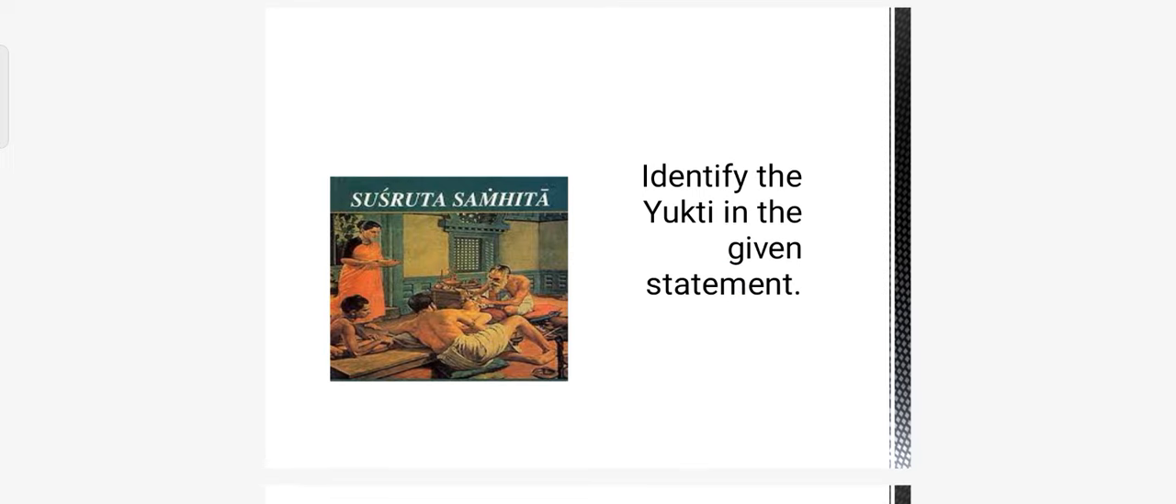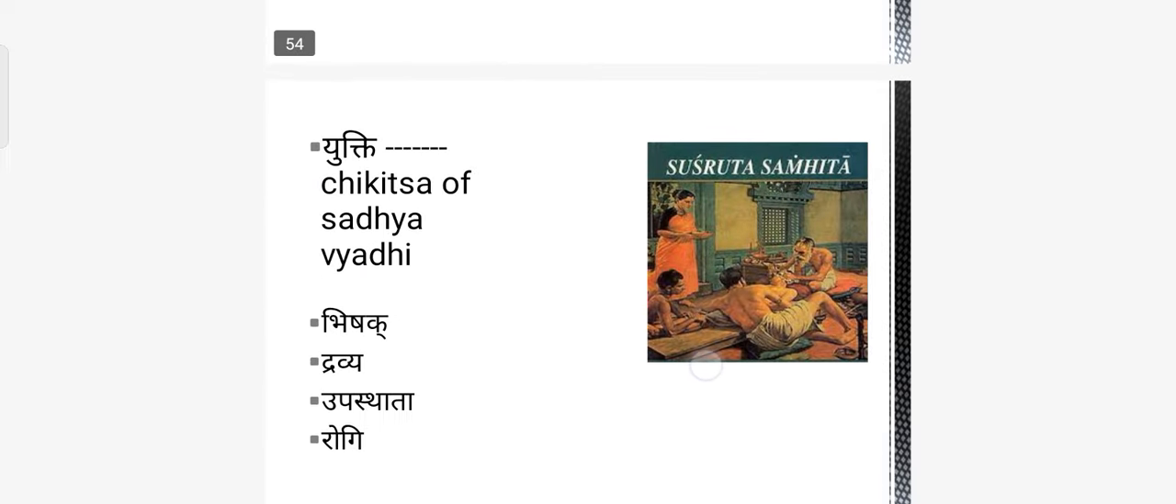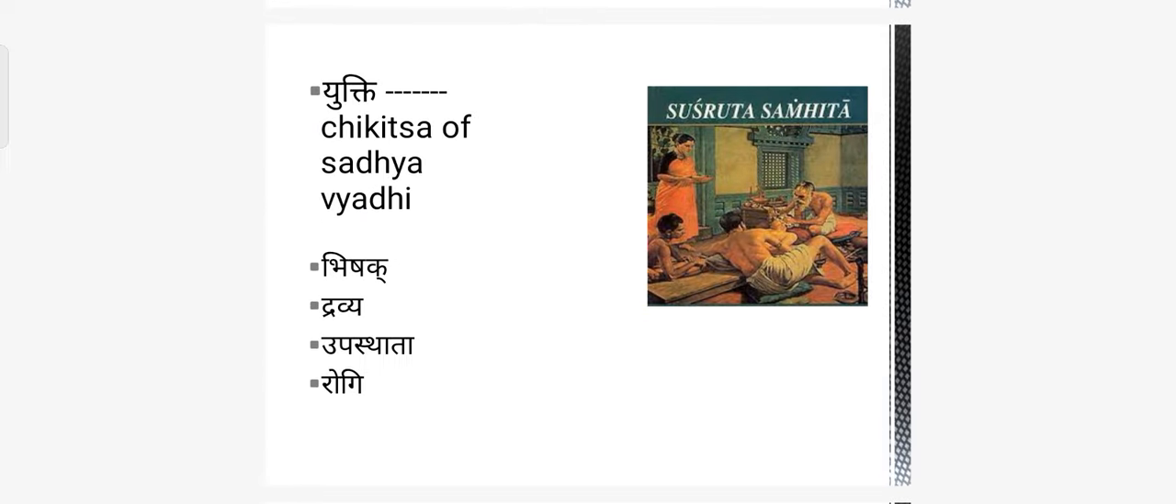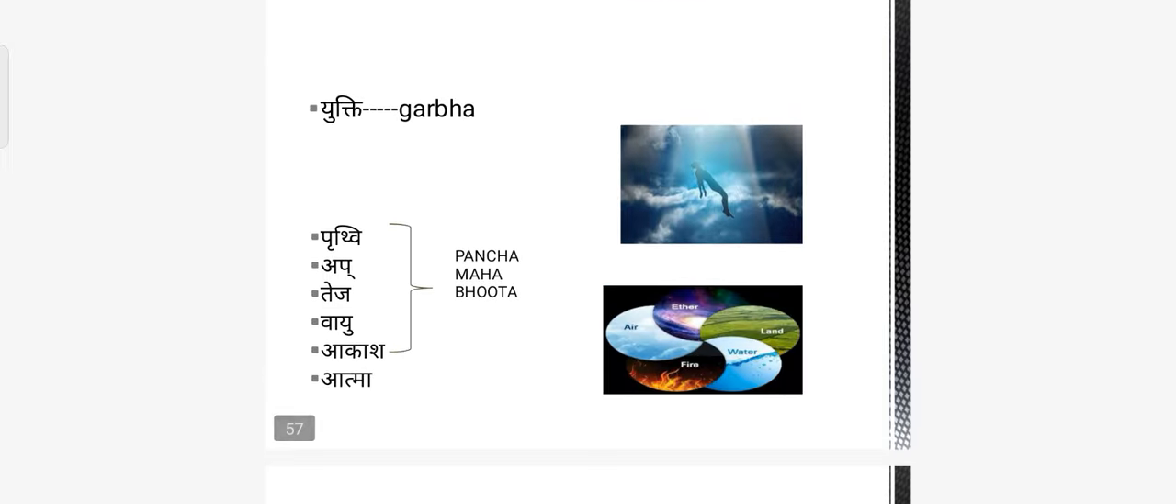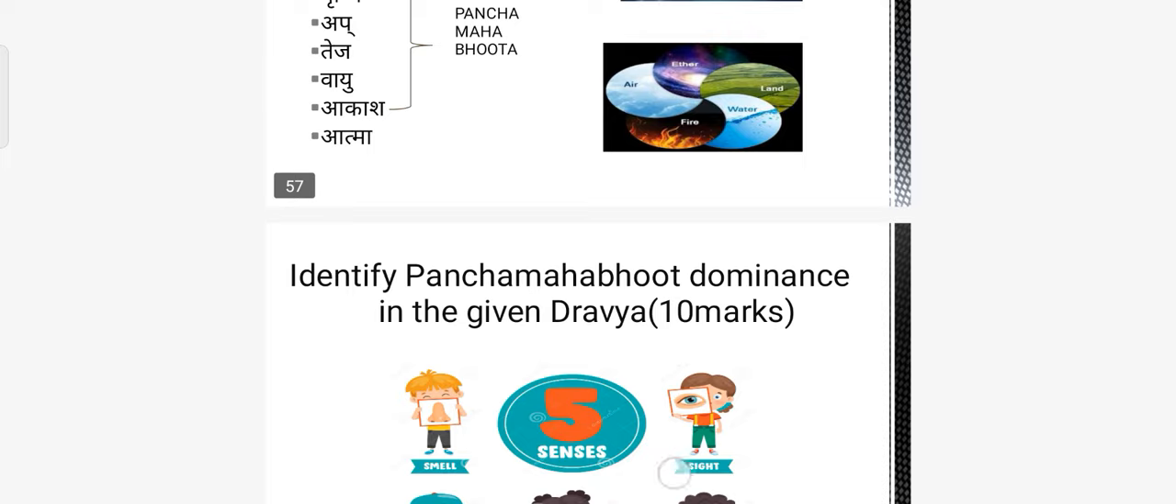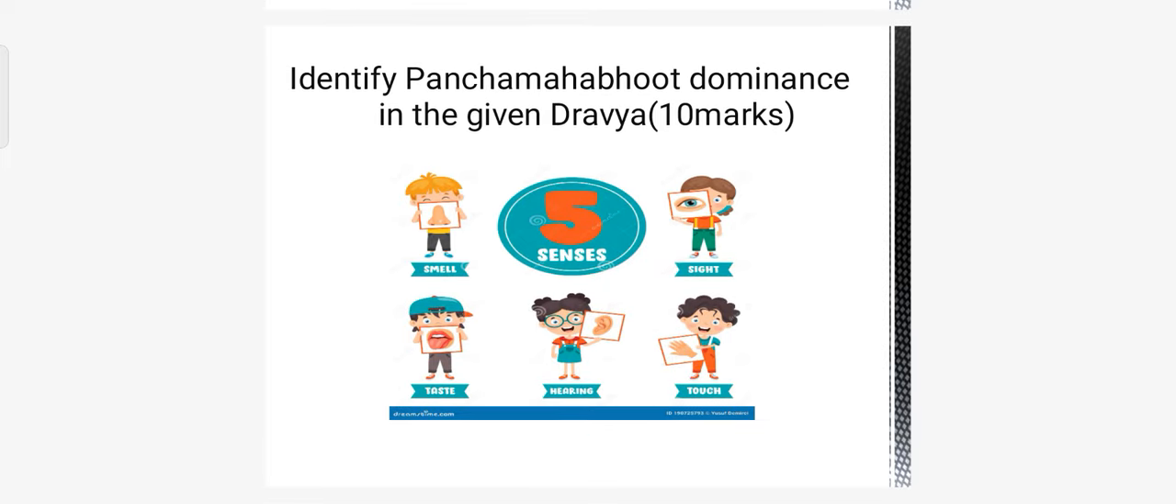Next one, identify the Yukti in the given statement. By the image you can see that it is talking about the Chikitsa of Jwaradi Vyadhis, by the presence of Bhishak, Dravya, Upasthata and the Rogi. Okay. Then the combination of the Panchamahabhuta, and there is a soul present. So you can call it the combination of the Panchamahabhuta and Atma giving rise to the Garbha, which is an example for the Yukti Pramana.